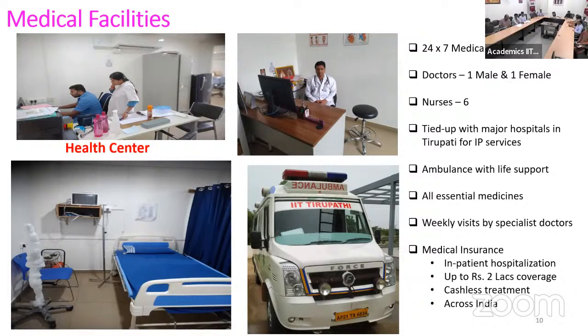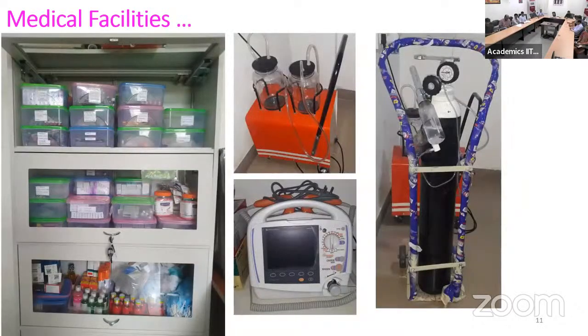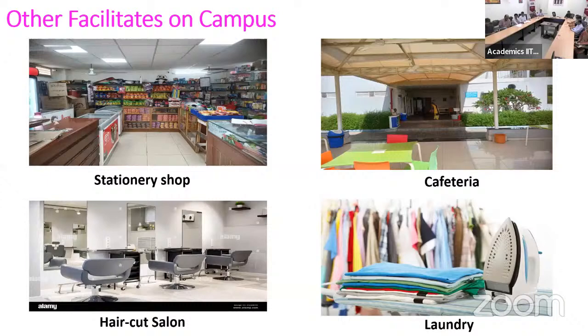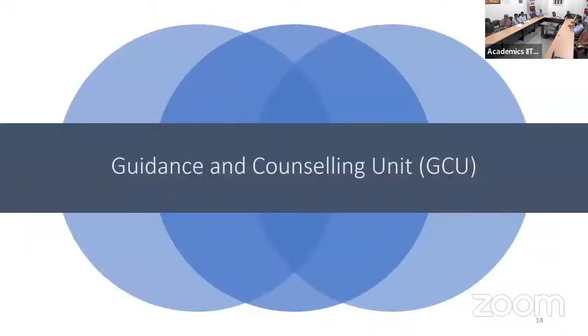And if the hospital is not networked, you can get the treatment and get the reimbursement at a later date. So all the basic equipment and medicines are available in the health center. And coming to other facilities on the campus, you have the stationery shop, cafeteria to have food outside the regular mess dining hours, and the hair cutting salon, laundry. All these facilities are available on the campus.